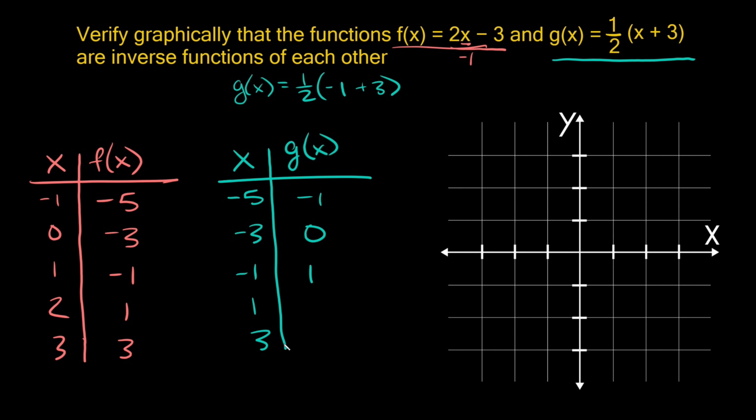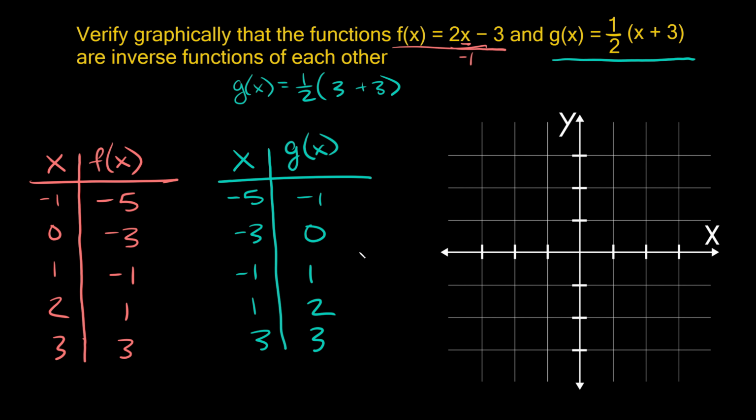Right? Now, if we plug in a +1 right here, we're going to get 1 plus 3, which is 4, and half of 4 is 2. Let's write it over here, 2. Okay, and then lastly, if we plug in a 3, plug in a 3 right there, 3 plus 3 is 6, and half of 6 is 3.